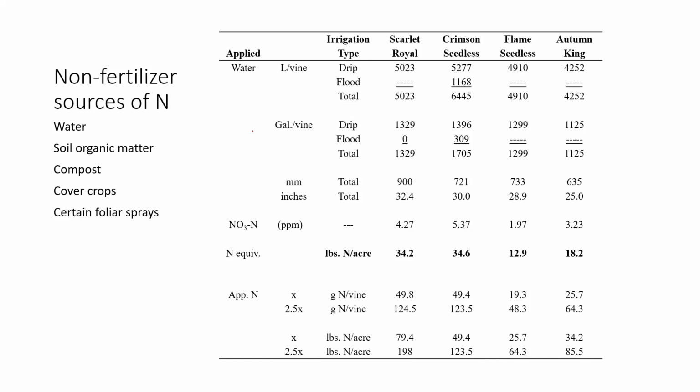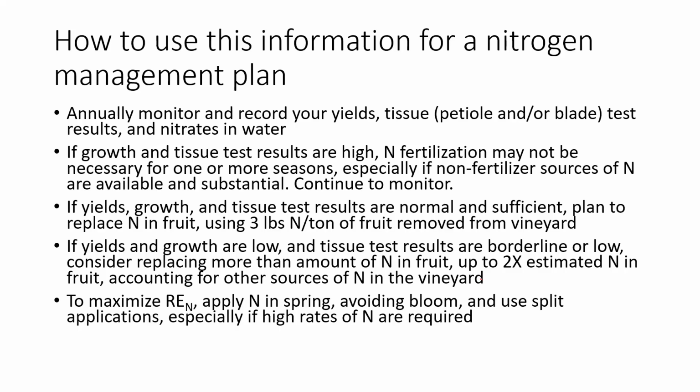Okay, running out of time here, so I just want to talk about some non-fertilizer sources of N. Water can be a very significant non-fertilizer source of N. These are just different vineyards that we happen to work in, and we took water samples, and we also measured how much water was applied. And the bottom line is that these vineyards were receiving anywhere from 13 to 35 pounds of N per acre just in nitrate that was in the irrigation water. So certainly take that into account.